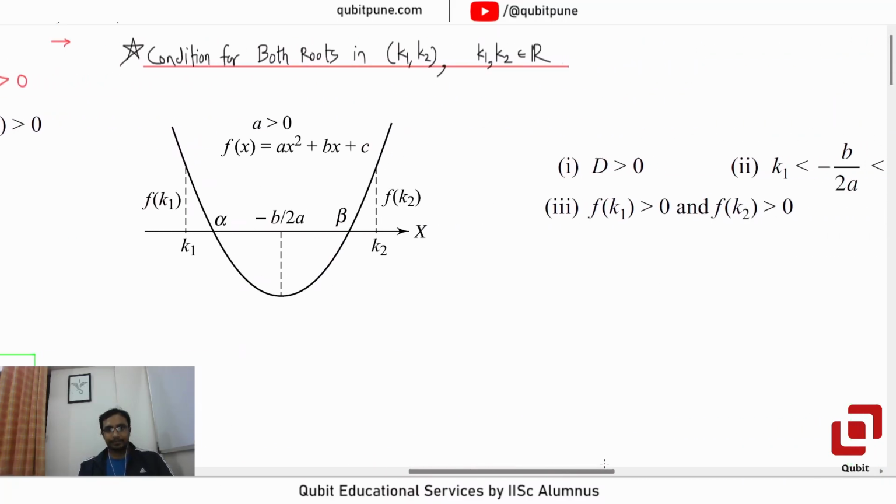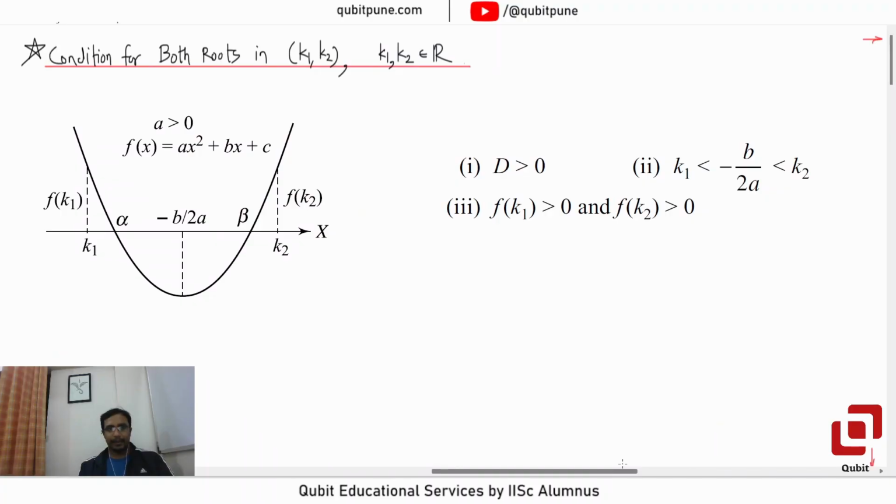Next part. Condition for both the roots lying in the open interval k1, k2, where k1 and k2 are real numbers. Now what does that mean? That means basically the U portion of the graph should be entirely in the open interval k1 to k2, for a greater than 0. For a greater than 0, let's see the conditions. Obviously the discriminant has to be positive because we want the roots to be real. So this condition is by default there.